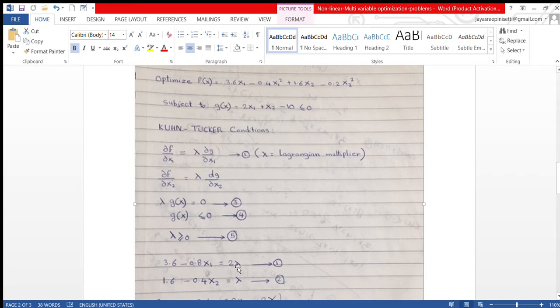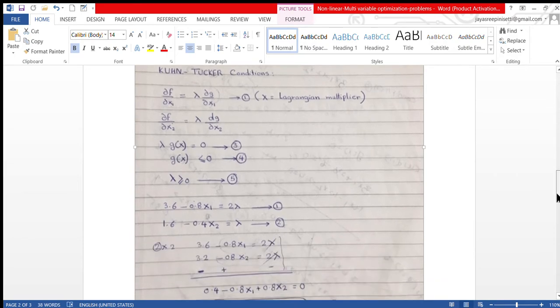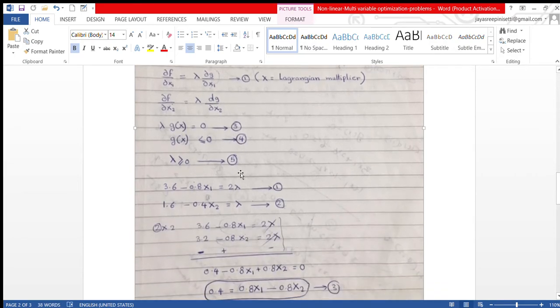When you apply this, you get equation 3.6 minus 0.8 x1 equal to lambda. In a similar way, if you perform the second one with respect to x2, you get this equation: 1.6 minus 0.4 x2 is equal to lambda times 1, so just lambda. So you got two equations.